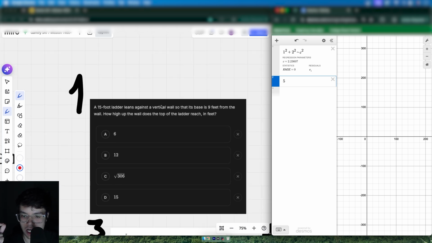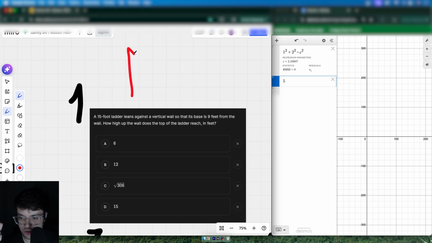How high up does the top of the ladder reach in feet? So just to draw this, first of all, it is a 15-foot ladder. So basically what that means is this would be the ladder. This is the thing that's lying against this wall and this floor. So that'd be 15 feet. And then the base is 9 feet from the wall, so 9 there.